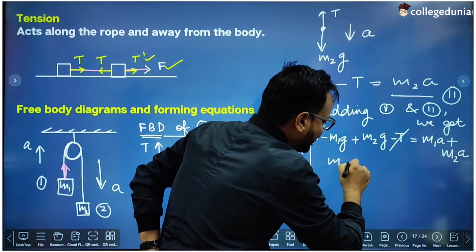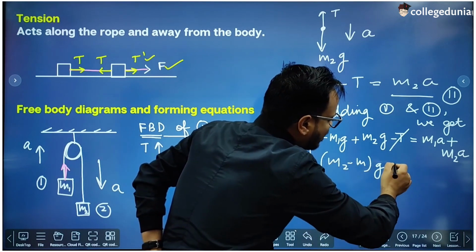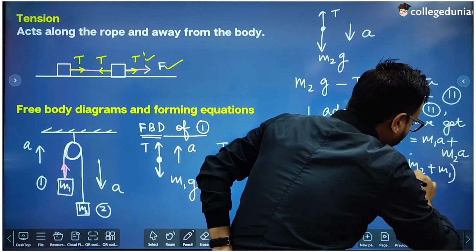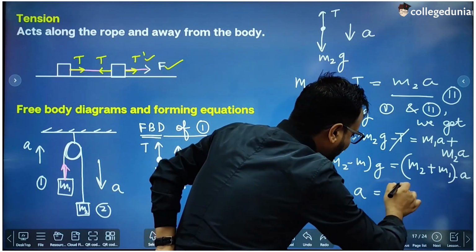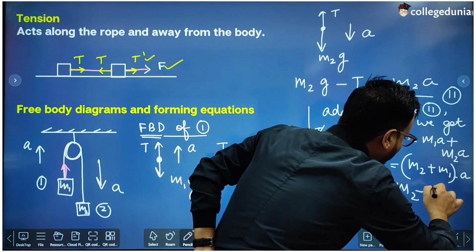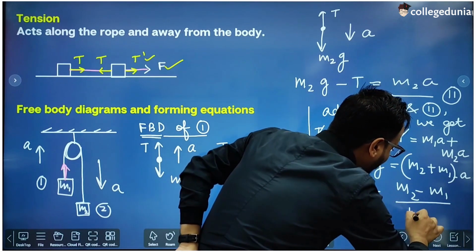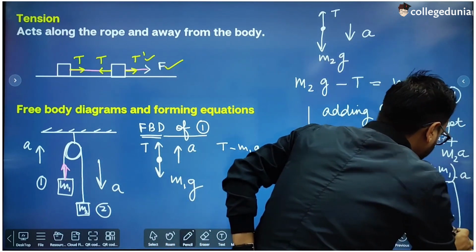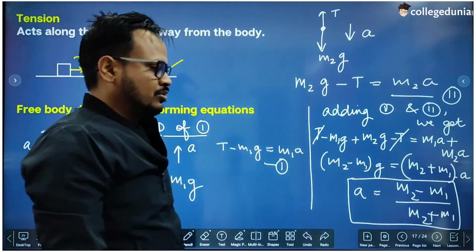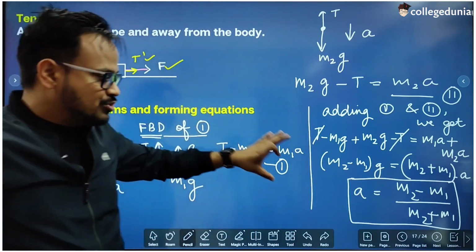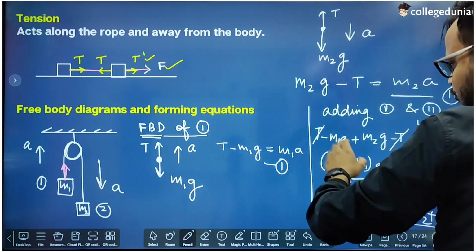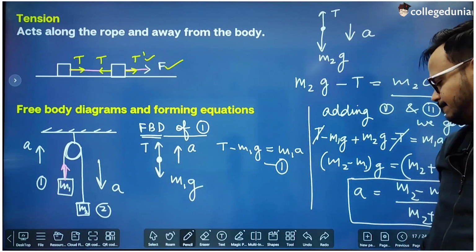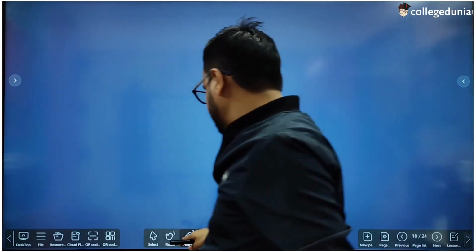Here we are left with M2 minus M1 into G, and here we are left with M2 plus M1 into A. So what is the formula for A? The formula for A is M2 minus M1 divided by M2 plus M1, times G. समझ में आई बात? So using this value of A, you can also find the value of T. If you put this value of A in either of these equations, you will get the value of T. Okay, now let's take some more examples.